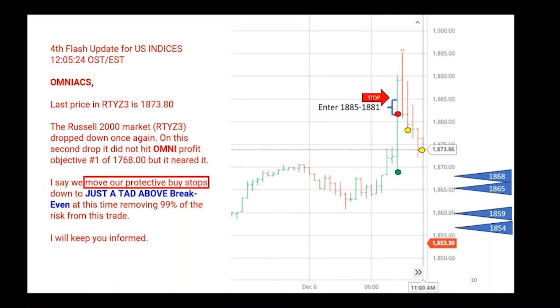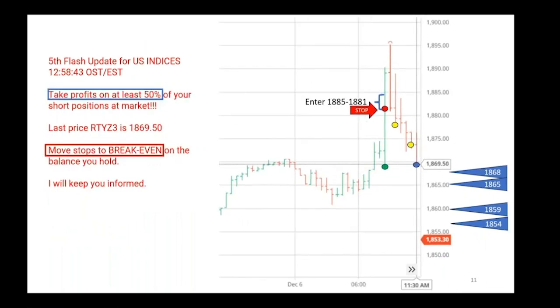After another hour of grinding down, we were advised to tighten up our risk. So at 1873.86, that other yellow dot, we pulled down our stops to just outside of the break even.